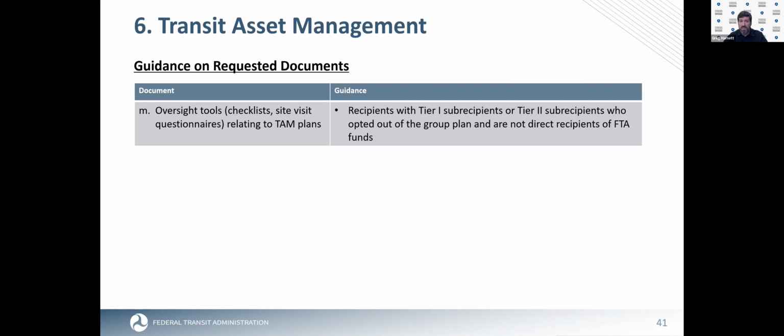Great. And then finally, under TAM, we have item M. So if you are a recipient who has either a tier 1 subrecipient or perhaps a tier 2 subrecipient who opted out of joining your group plan, maybe they've chosen to have their own plan, you would then want to provide some kind of evidence that you're exercising oversight of these subrecipients. That could take the form of perhaps checklists, a site visit questionnaire, maybe even a compliance report. You would just want to show that you're exercising your oversight responsibility of your subrecipients.